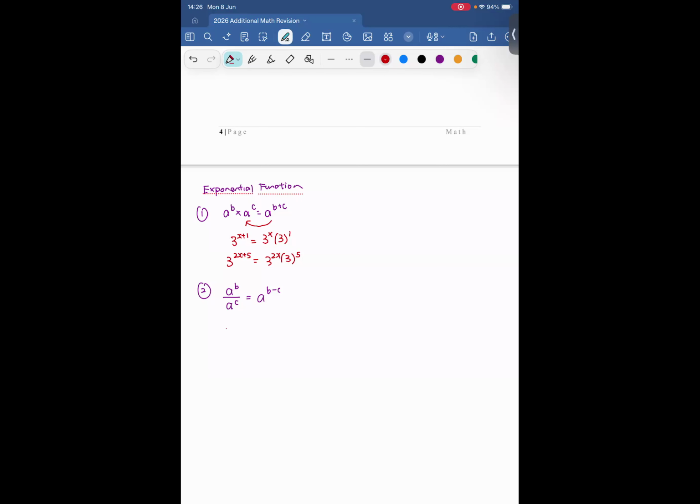So sometimes you can have 3 to the power x plus 5 divided by 3 to the power of minus x plus 2. Then you can say this is 3 to the power x plus 5 minus negative x plus 2. That will give us 3 to the power of 2x plus 3.